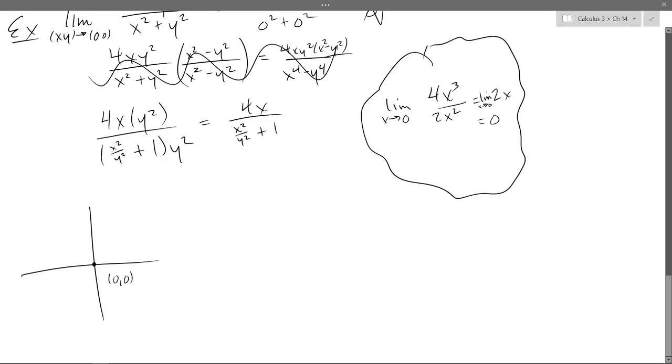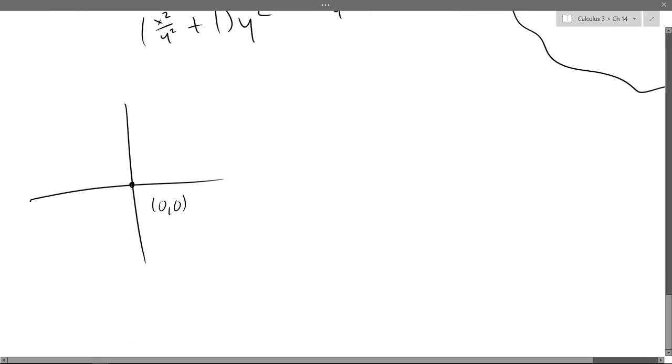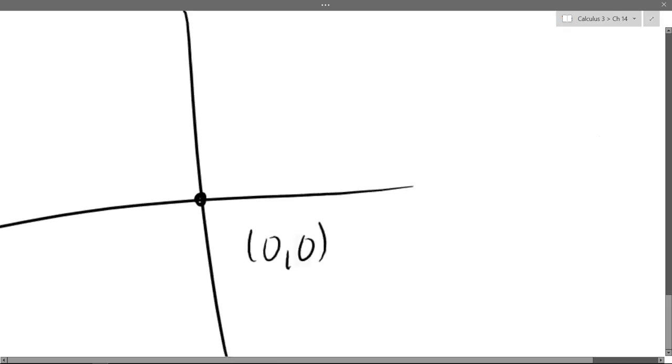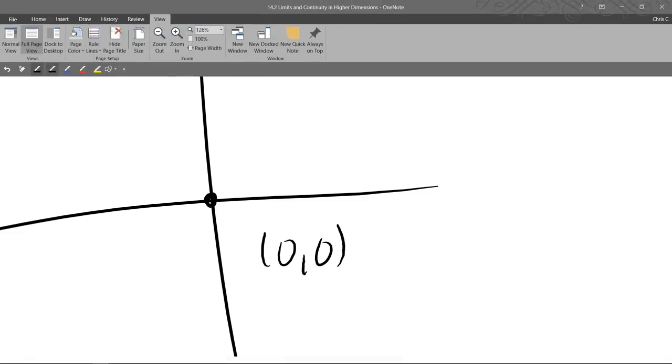All right, so I labeled 0, 0. So how do we approach it? Well, unfortunately, there's not just two ways. There's not just approach from the left, approach from the right. So not only are there more than two ways to approach 0, 0, I'll use a blue pen to draw some example approaches.